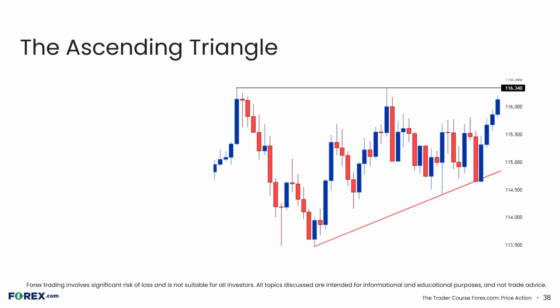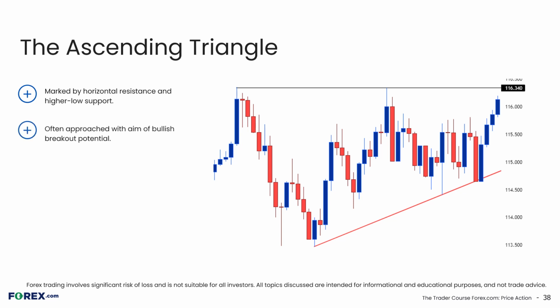The ascending triangle is another popular formation that will appear regularly on charts. The formation is noted by horizontal resistance to go along with a series of higher lows after that resistance has started to come into play. Ascending triangles are often approached with the aim of bullish breakouts, driven by the presumption that resistance is carrying less weight and the higher lows the buyers have responded to may eventually lead to a breakout beyond that resistance.